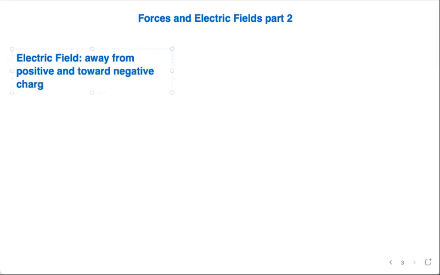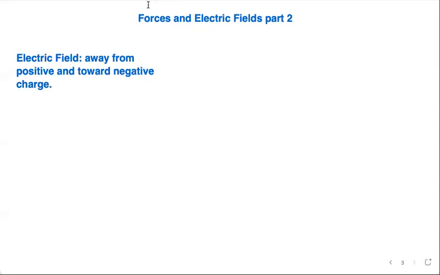So let's talk about electric field lines. A lot of times they'll say, for the rules, that the electric field overall will point away from positive charge and toward a negative charge overall. Okay, something to that effect.